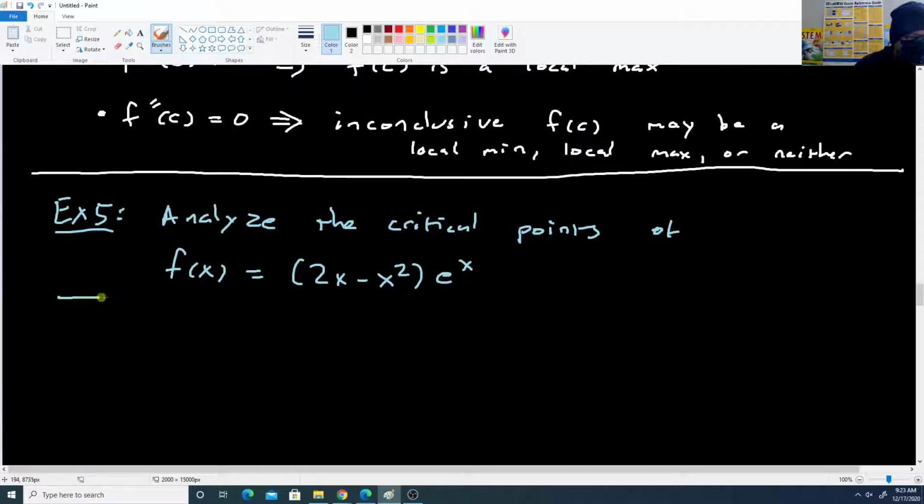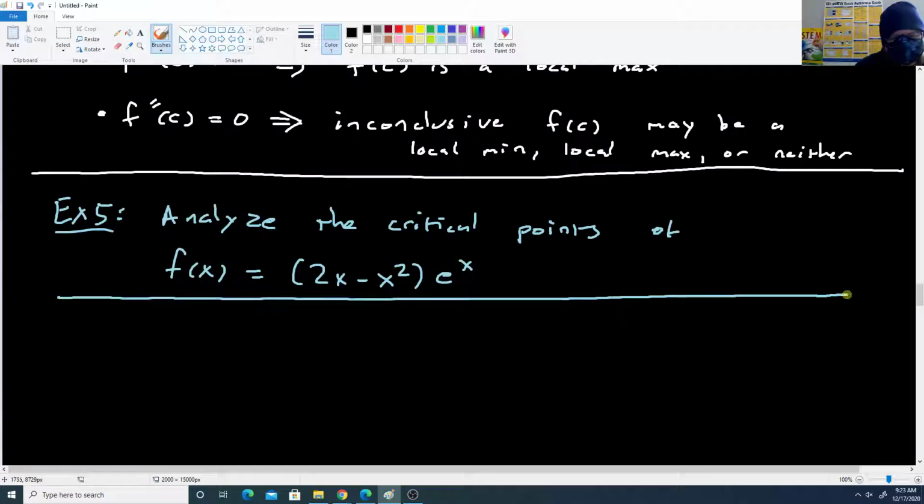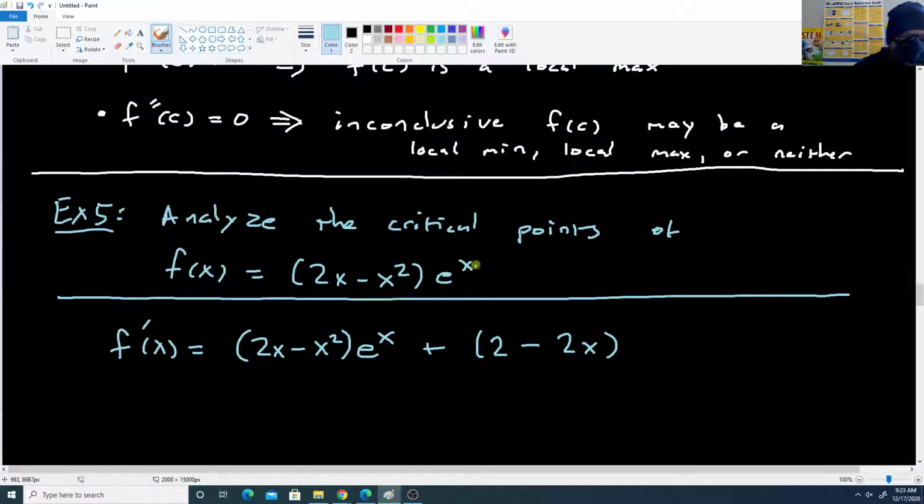Okay, so first of all, we need to figure out what our critical points actually are, which, if you remember, is based off the first derivative. In this case, we're going to have to use the product rule, so I'm going to leave the initial part alone. I'm going to take the derivative of e to the x, which happens to be itself, e to the x. Plus, now I take the derivative of the first part, which is the derivative of 2x is 2, minus the derivative of x squared is 2x. And I'll leave the e to the x alone.